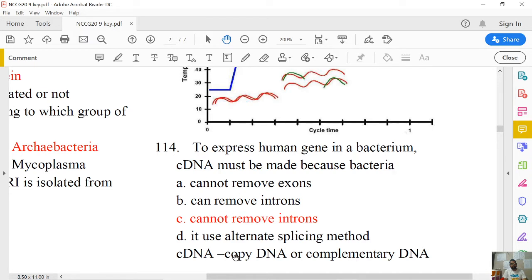As the bacteria cannot remove the introns, instead of the gene directly, we'll use the cDNA. So this cDNA is directly produced from RNA. So this is the mRNA, and from this the DNA is produced. As we know, mRNA does not consist of introns because it is a product of splicing. So this cDNA is used in the bacterial cloning.